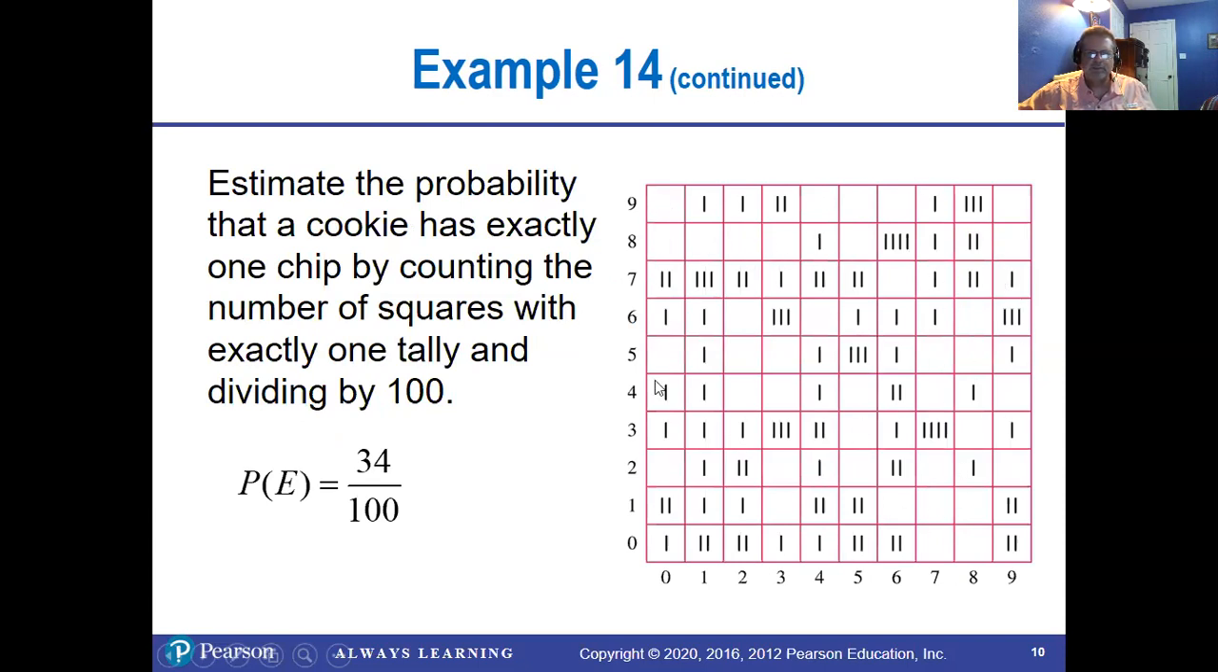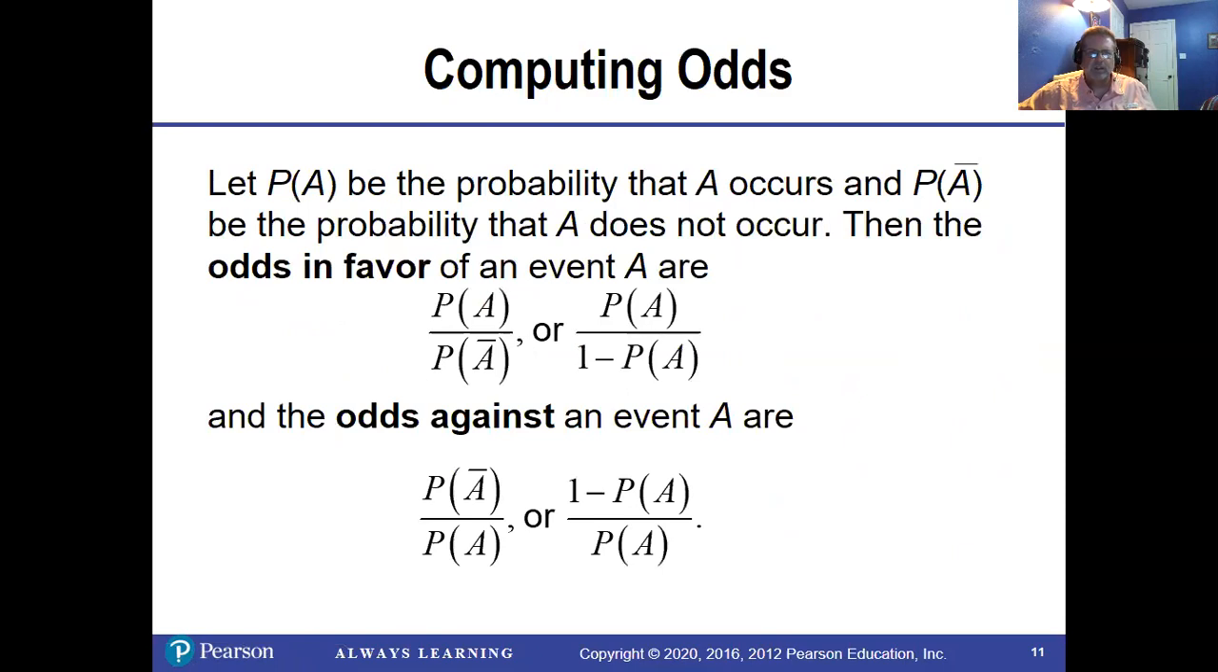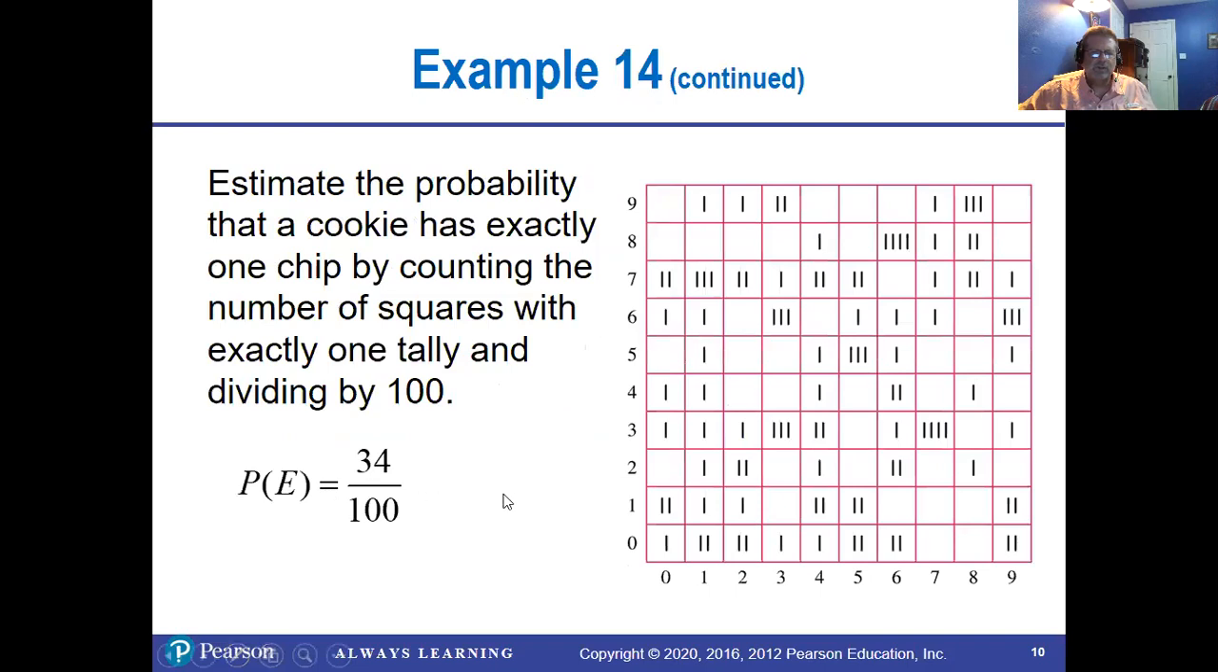So here's your random. Okay, it says estimate the probability a cookie has exactly 1 chip. So you have to count how many of these have exactly 1 chip. Kind of gets a little tedious, but it's 34 out of 100. And so that's the probability of exactly 1 chip. Okay, some of these cookies do not have any chips because some of them have 3.